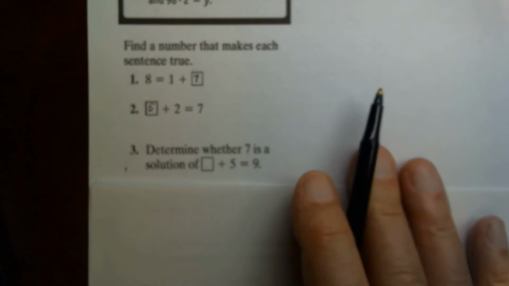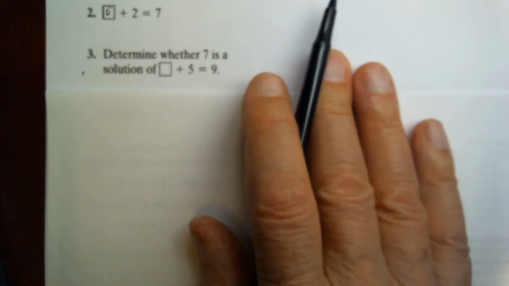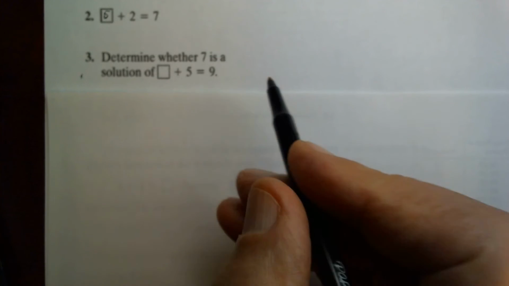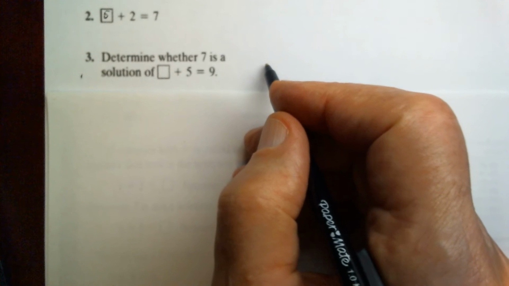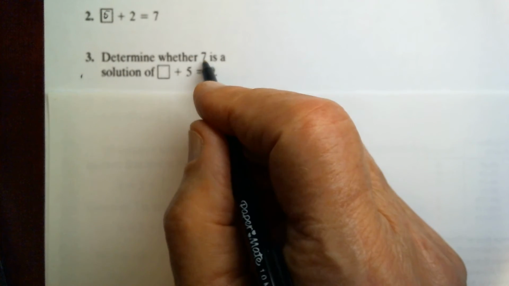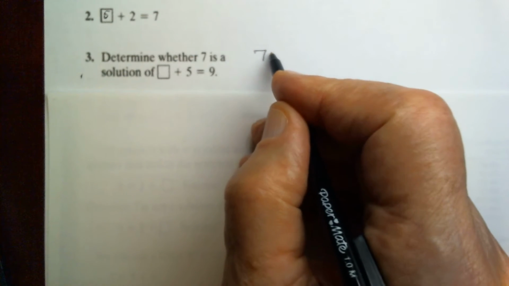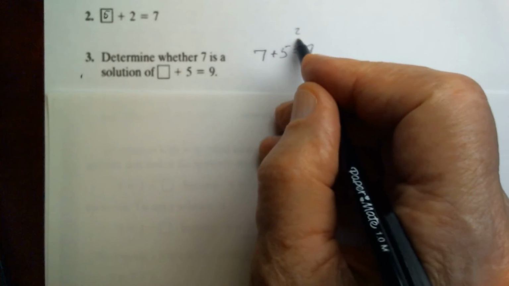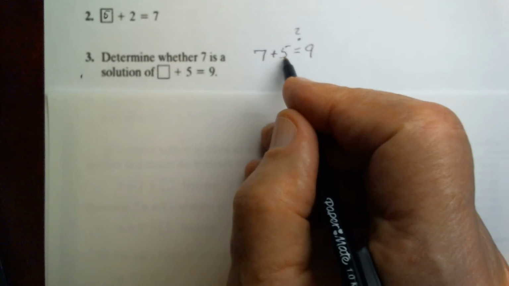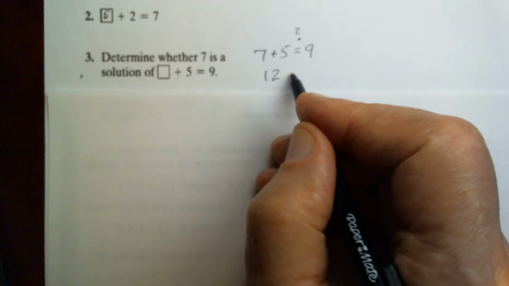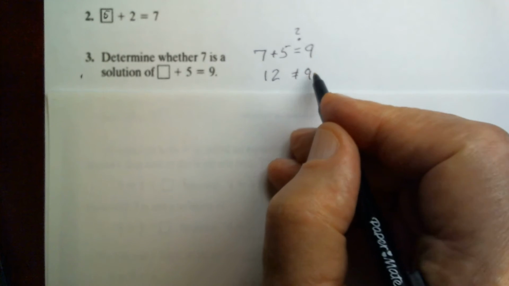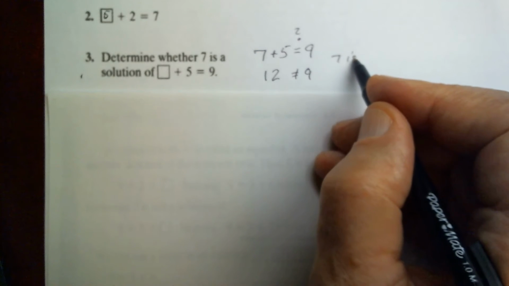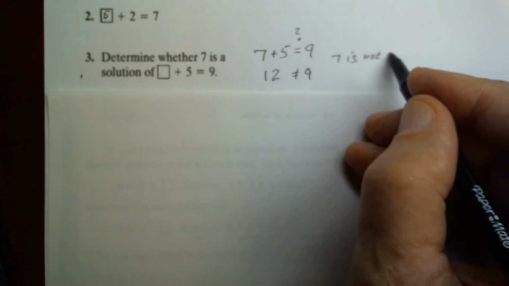Here it's the other way around, and that is here we're to determine whether 7 is a solution of blank plus 5 equals 9. So in other words, we are supposed to replace the blank spot with the number 7. So the question is, is 7 plus 5 equal to 9? Is that a true statement? Well, we know that 7 plus 5 is 12, and 12 is not equal to 9. So in other words, 7 is not a solution of this equation.